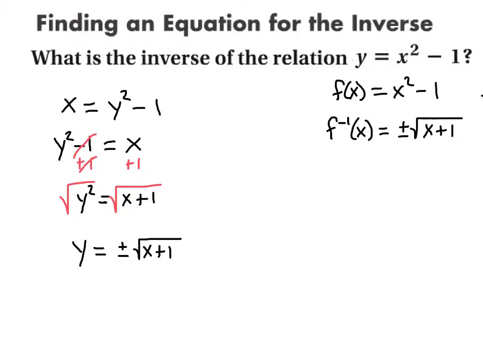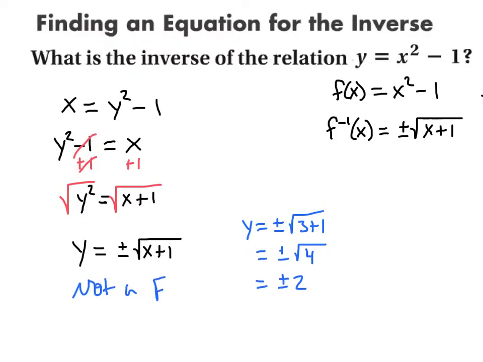If I plug in 3, if I say x equals 3, that means I get positive and negative square root of 4, so my answer is positive and negative 2. I put 1 number in, I got 2 numbers coming out. So this is not a function. Let's take a look at one more example here.